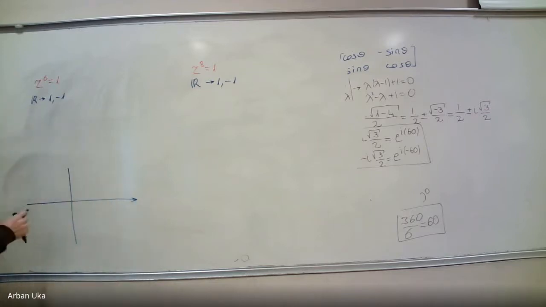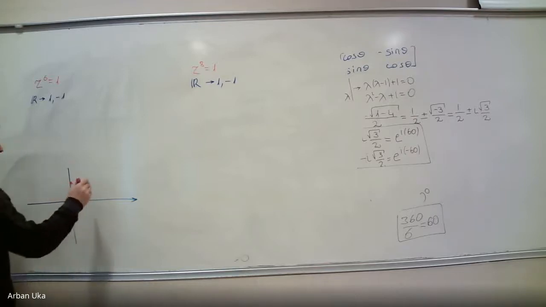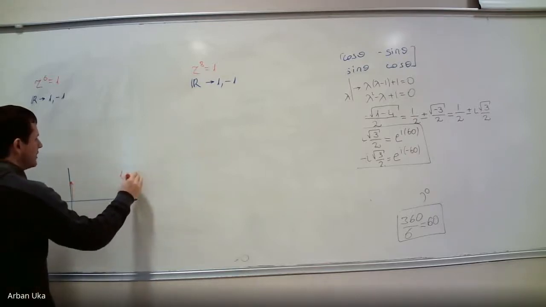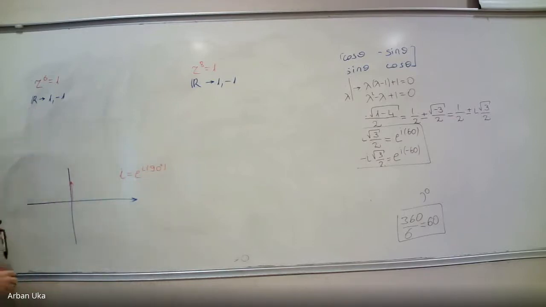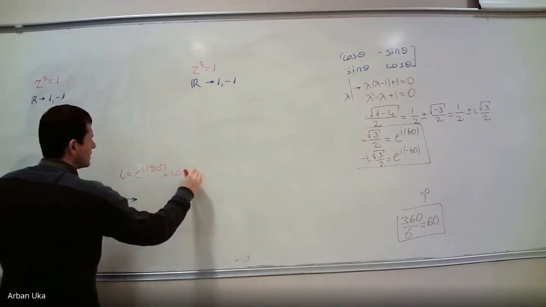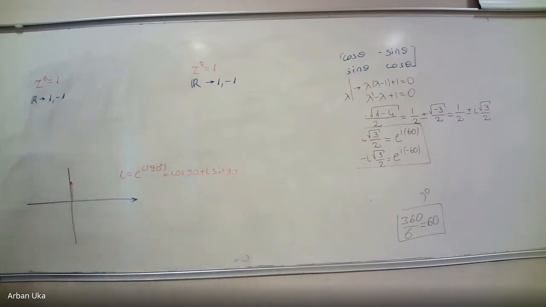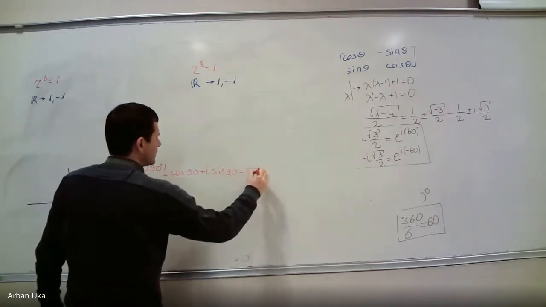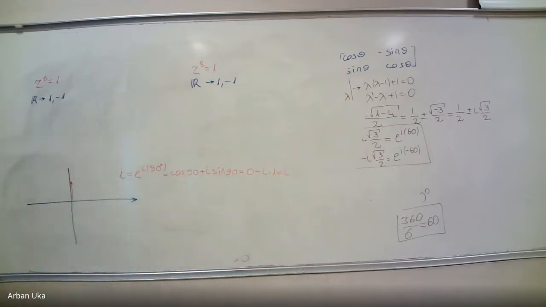So let's have a look at how we denote i. i is equal to e to the power i times 90 degrees, okay? Because this is equal to cosine 90 plus i sine 90. Cosine 90 is equal to 0, so this is equal to 0 plus i times 1, which means that it is i. So we prove this by looking at the Euler identity.